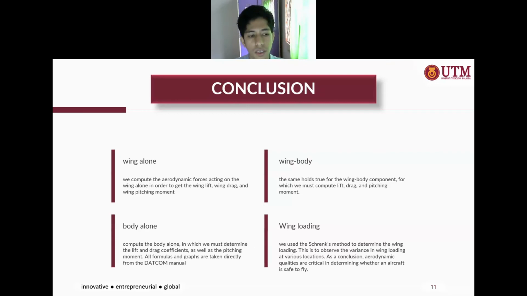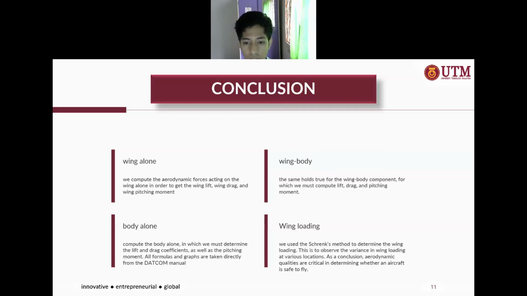In conclusion, the wing alone is important because we compute the aerodynamic force acting on the wing alone in order to get the wing lift, wing drag, and wing pitch moment. The body alone configuration is important because when computing the body alone, we must determine the lift and drag coefficient as well as the pitch moment; all formulas and graphs are taken directly from the DATCOM manual. The same holds true for the wing body component, for which we must compute lift, drag, and pitching moment.